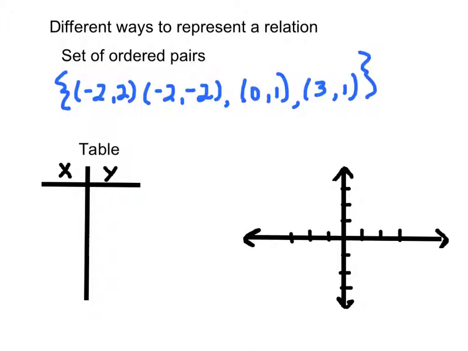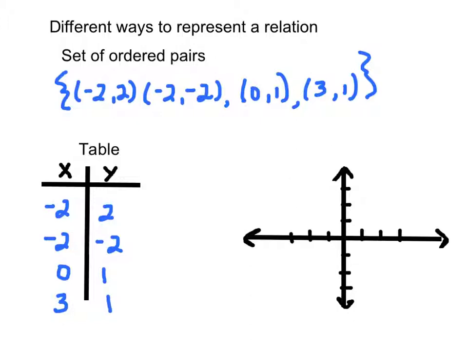Another way to express this relation would be by using a table of x, y values. The ordered pair -2, 2, -2 for x and 2 for y. The ordered pair -2, -2, -2 for x, -2 for y. The ordered pair 0, 1, 0 for x and 1 for y. And then the ordered pair 3, 1, 3 for x and 1 for y.